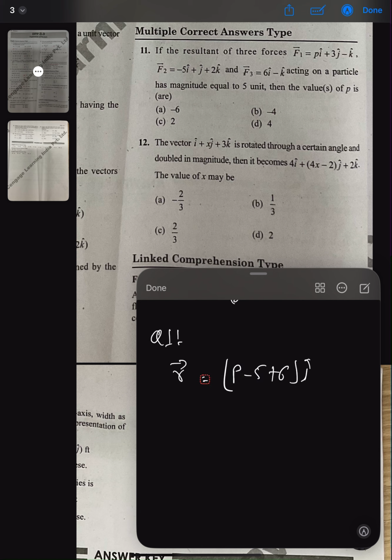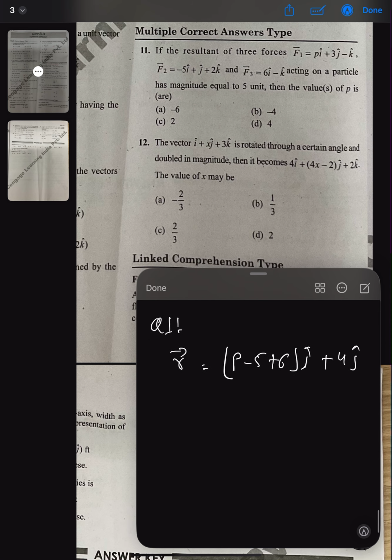i cap, then 4 j cap, alright, here also plus 4 j cap plus k cap, it will be 2 minus 2. K cap is 0 only. K cap becomes 0 if you add this. Okay? If you add this, then k cap will become 0.